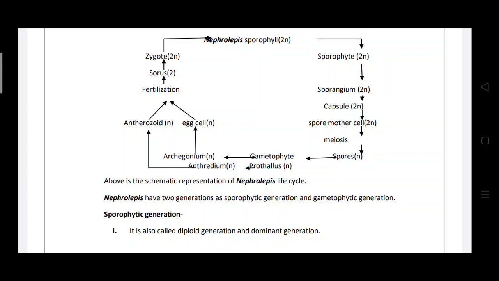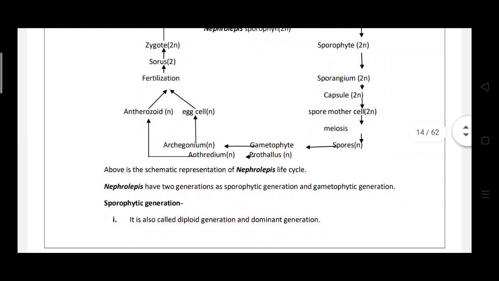So this is the schematic representation of the Nephrolepis life cycle. In that, the Nephrolepis sporophyll, which is diploid, forms the sporophyte, that is 2n. This sporophyte body produces the sporangium. In that there are the capsule and stalk. These capsules enclose the spore mother cells. These spore mother cells undergo meiosis and form spores. So this is the sporophytic generation.